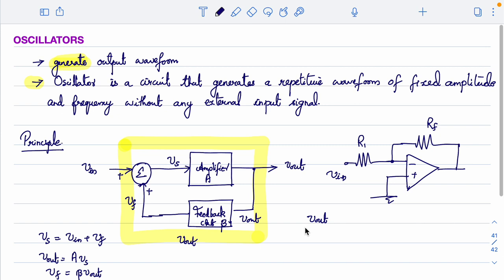So if I write the relation of Vout by Vin, how can I write Vout? Vout is A into Vs, where Vs is Vin plus Vf, right? But what is Vf now? Vf is beta into Vout, right? This is the relation I have written.